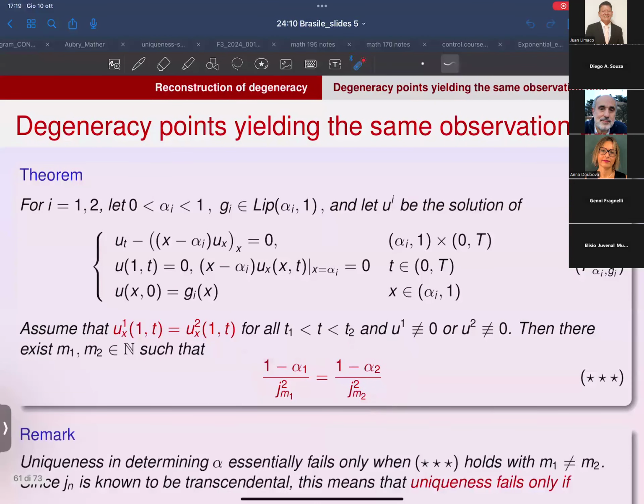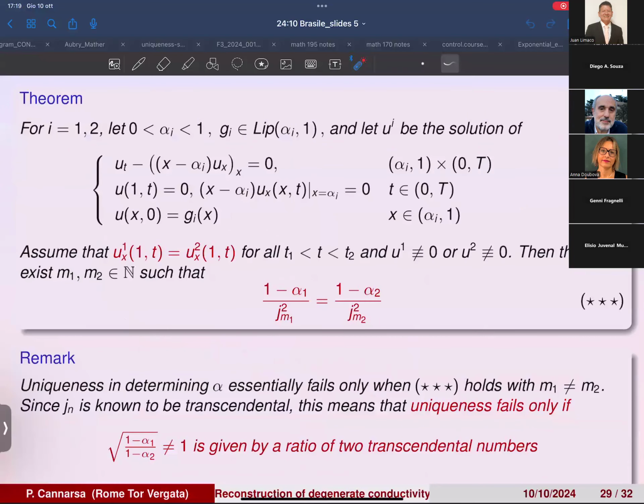And therefore, since the zeros of the Bessel function are known to be transcendental numbers, this means that the square root of the ratio between alpha 1 and alpha 2, 1 minus alpha 1 minus alpha 2, has to be transcendental. So uniqueness may fail just at certain locations.